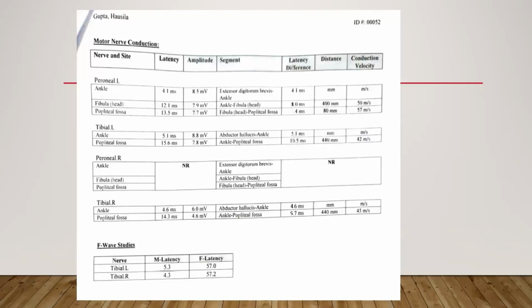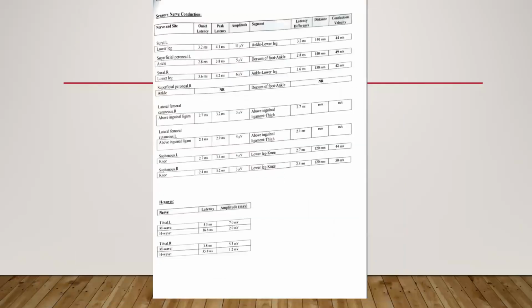So this is the motor, then this is the SNAPs. Superficial peroneal SNAP is absent on the right side. Other studies look normal. Anything else abnormal? Okay. So what is your interpretation of this nerve conduction study?